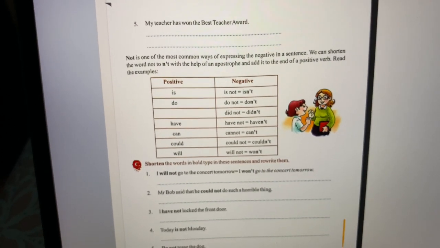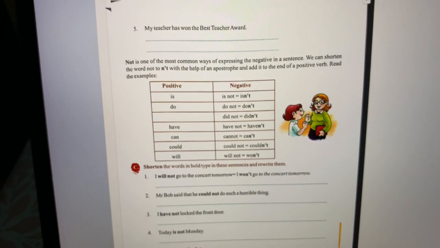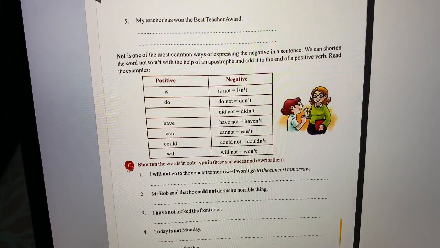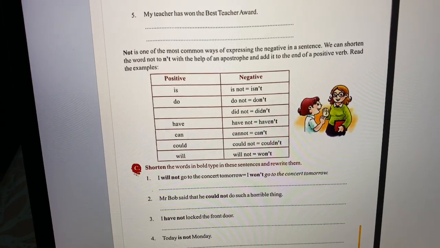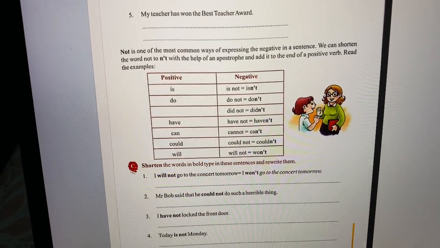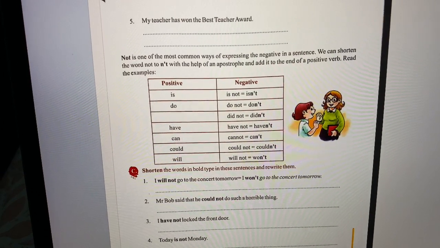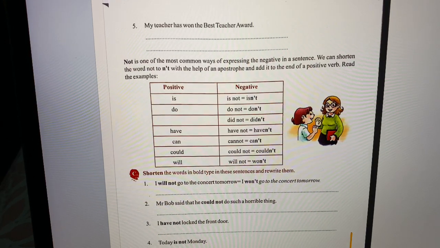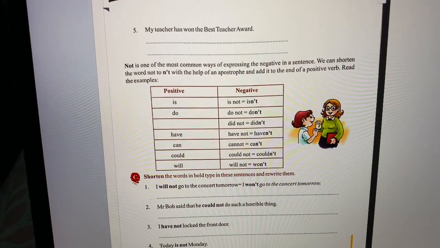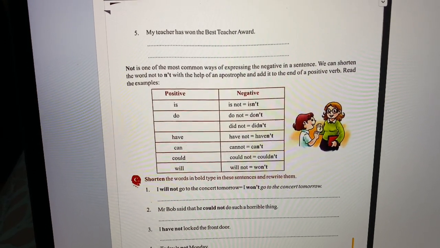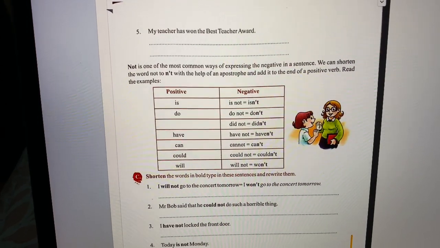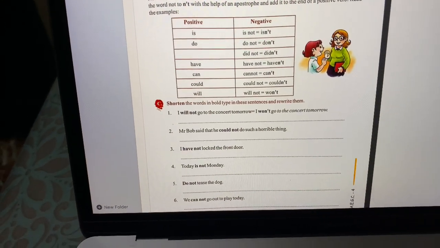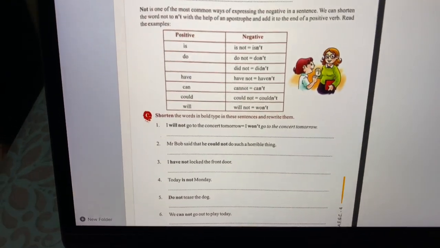So do is a positive, and then if you want to make it a negative, it's do not. It can also be written as don't, again by putting a N apostrophe T. So in the same way, we have not becomes haven't, right? Cannot can also be said as can't. Could not can also become couldn't, and will not becomes won't, right? So in this case, the next exercise will be revolving around this.